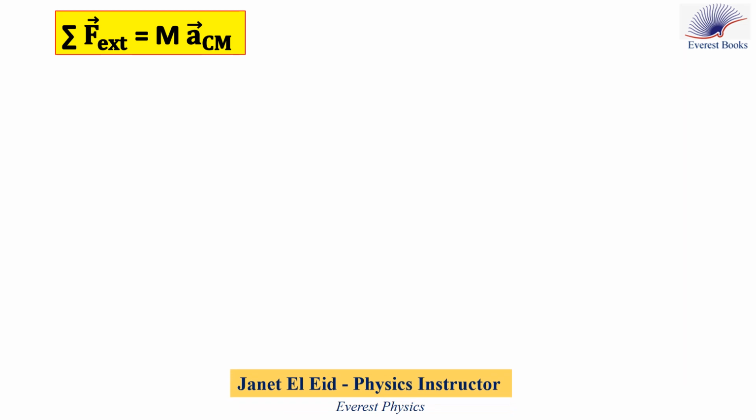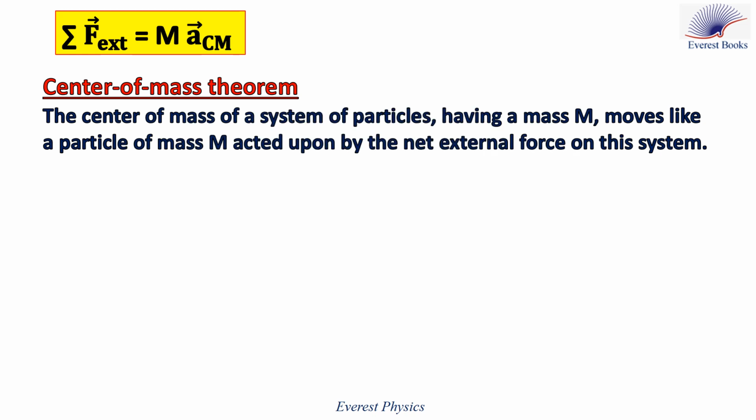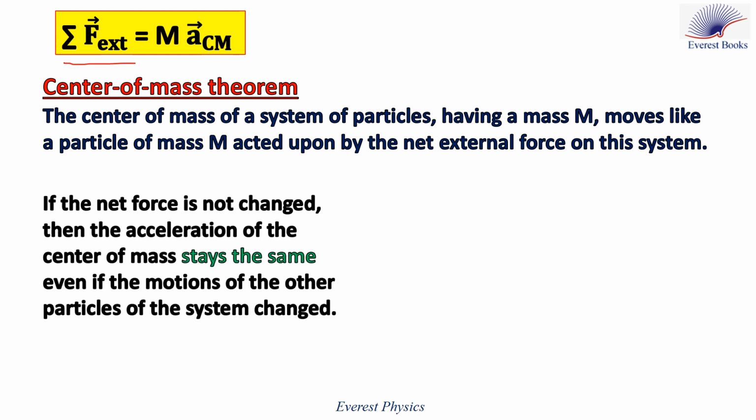Newton's second law for a system of particles is known as the center of mass theorem. The center of mass of a system of particles having a mass m moves like a particle of mass m acted upon by the net external force on this system. Look at the equation. If the net force is not changed, then the acceleration of the center of mass stays the same, even if the motions of the other particles of the system changed.